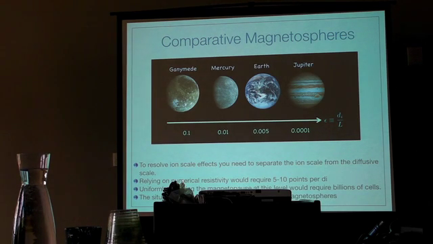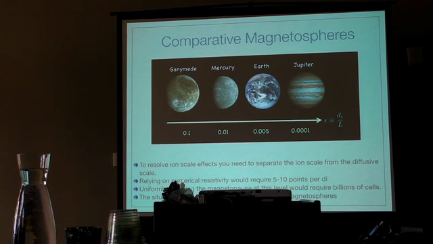If you want to rely on numerical resistivity to do that, you really need 5 to 10 points per ion inertial length. So if you want to uniformly resolve the magnetopause at this level, you can do a simple calculation. It would require billions of computational cells, which is a lot. But it's not hopeless.